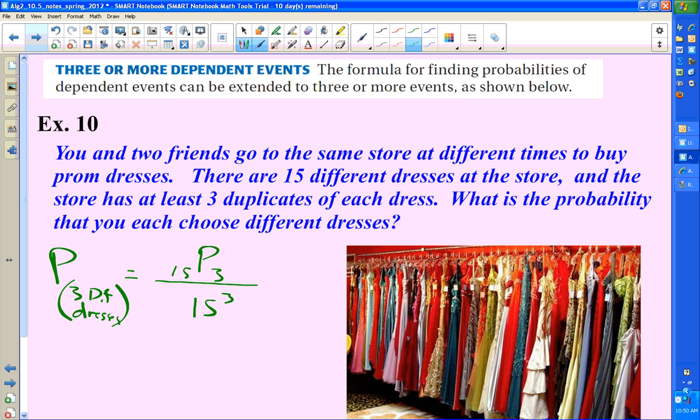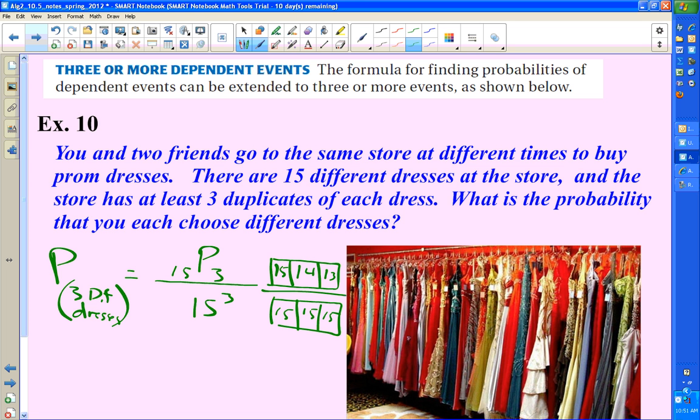Okay. Another option would be, like Paige suggested, the counting principle. How many choices does Stephen have when he goes to get his dress? 15. How many choices did I have when I went to get my dress if we're doing different dresses on the top? 14. We don't want to arrive with the same dress. And when Spencer goes, how many choices did he have? 13. On the bottom is how many ways you can get the dresses with no restrictions. That would be 15 times 15 times 15, or 15 cubed.